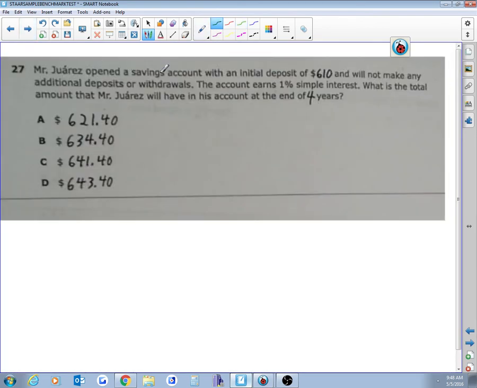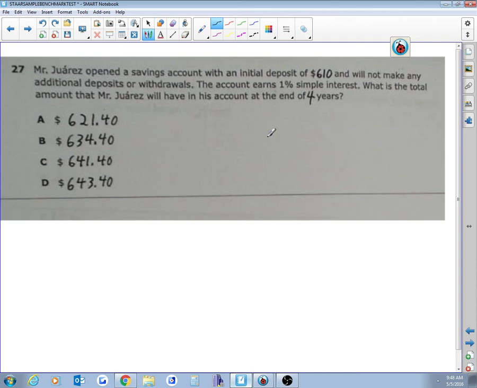Mr. Juarez opened a savings account with an initial deposit of $610 and will not make any additional deposits or withdrawals. So it's going to stay at $610, except for the interest. The account earns 1% simple interest. Okay, so what is the total amount that Mr. Juarez will have in this account at the end of 4 years?